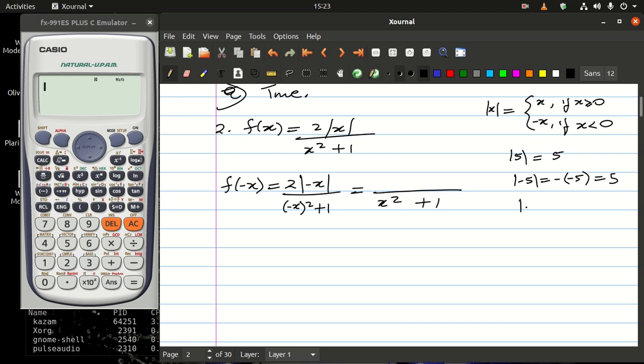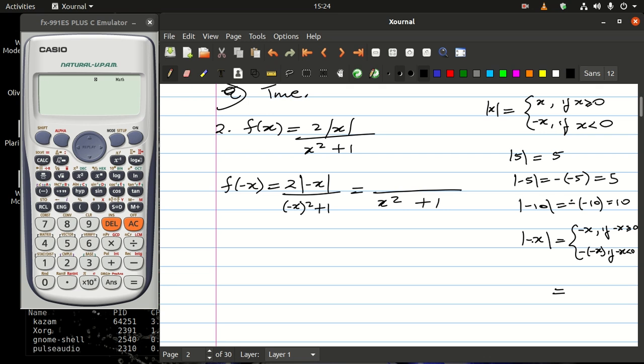For example, the absolute value of minus 10 is just 10. So that's the meaning of an absolute value. Which means that if I have the absolute value of minus x, it is supposed to be minus x if minus x is greater than or equal to 0, and it is going to be x if minus x is less than 0.